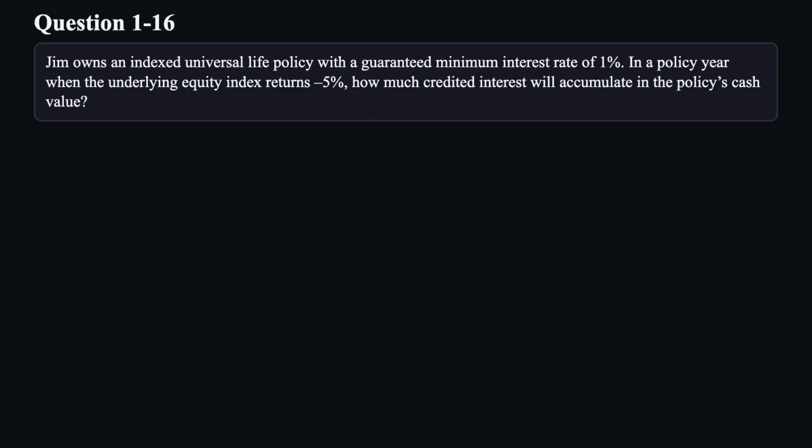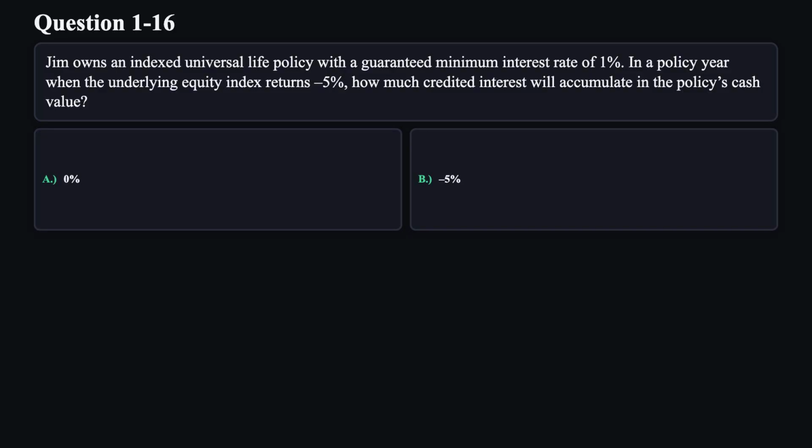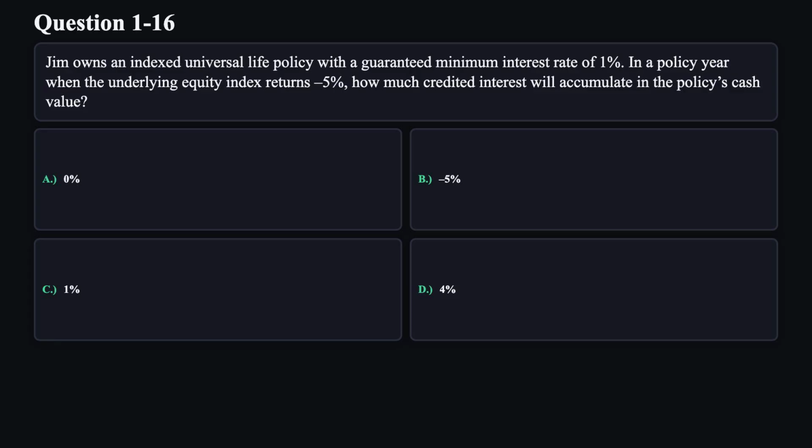Question 16. Jim owns an indexed universal life policy with a guaranteed minimum interest rate of 1%. In a policy year when the underlying equity index returns negative 5%, how much credited interest will accumulate in the policy's cash value? A. 0%. B. Negative 5%. C. 1%. D. 4%.